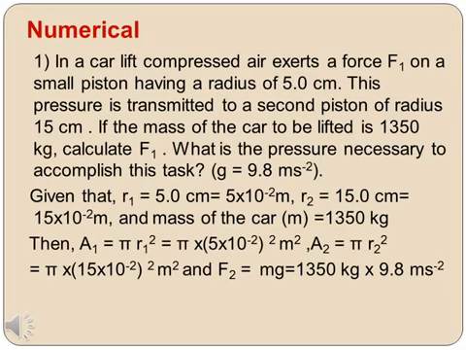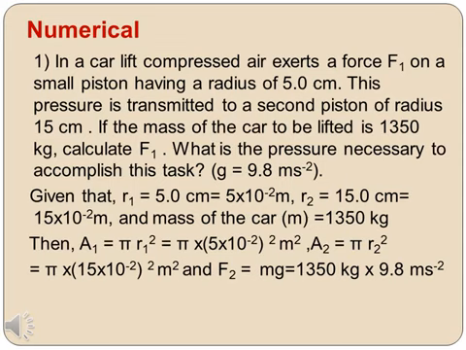Then, see the numerical section. First question is, in a car lift, compressed air exerts a force F1 on a small piston having a radius of 5 cm. This pressure is transmitted to a second piston of radius 15 cm. If the mass of the car to be lifted is 1350 kg, calculate F1. What is the pressure necessary to accomplish this task? Given g is equal to 9.8 meter per second square.